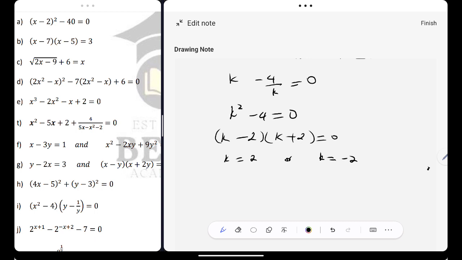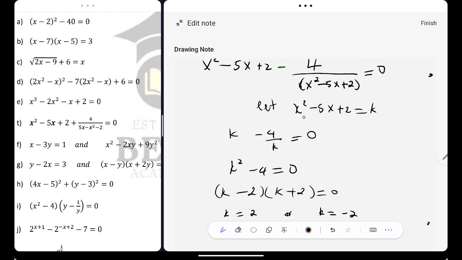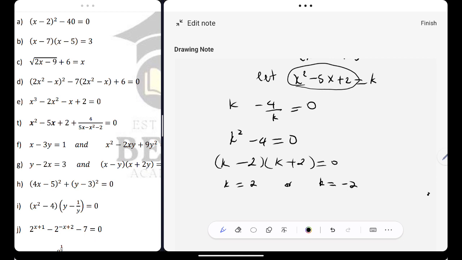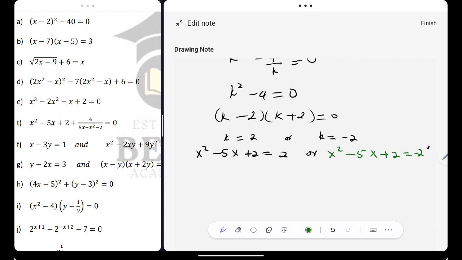But I wasn't solving for k. K was just a tool to help me. Whenever I see k, I must put this guy back. So what I'll say is x squared minus 5x plus 2 is equal to 2, or x squared minus 5x plus 2 is equal to a negative 2.